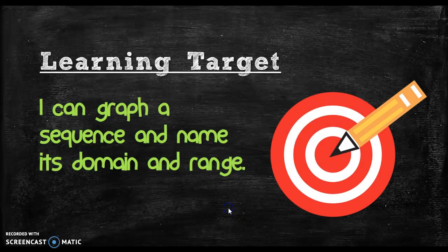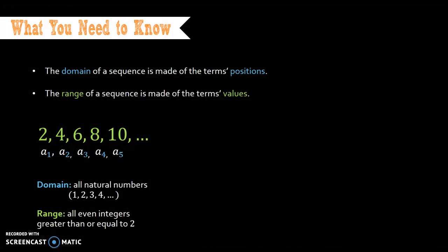I can graph a sequence and name its domain and range. Here's what you need to know. The domain of a sequence is made up of the terms' positions. The range of a sequence is made up of the terms' values.